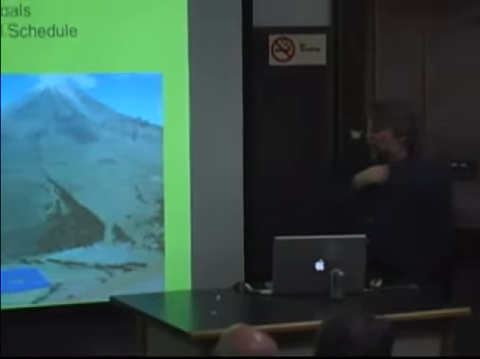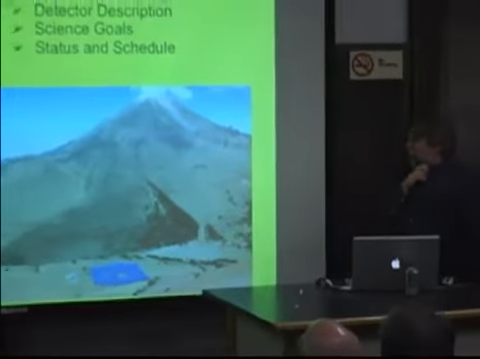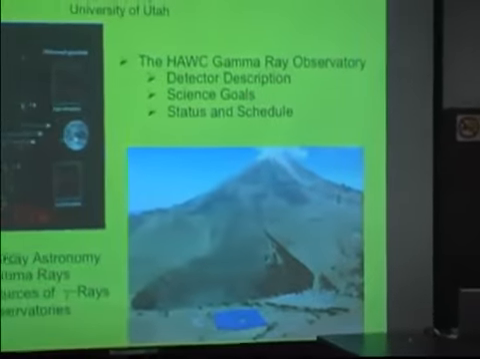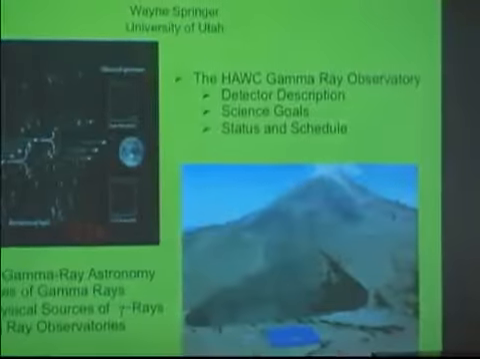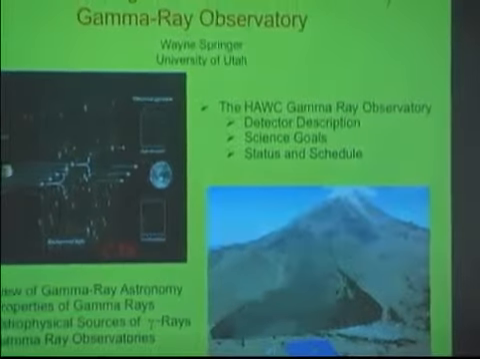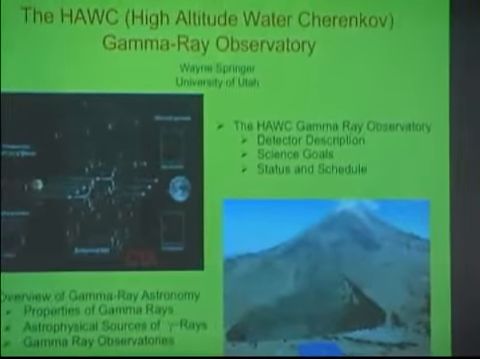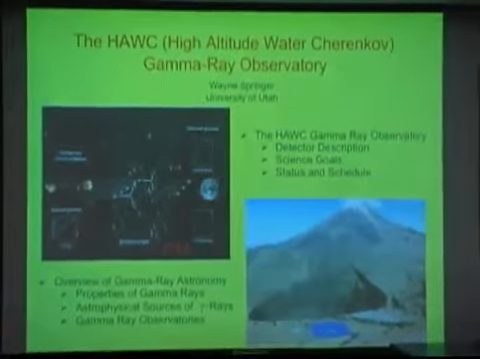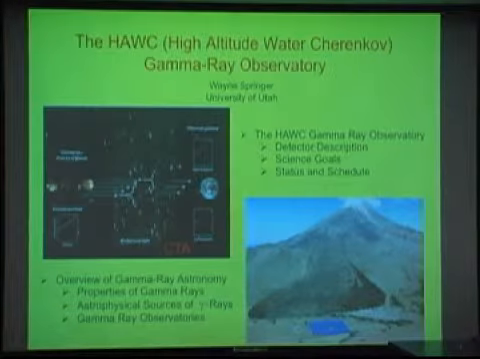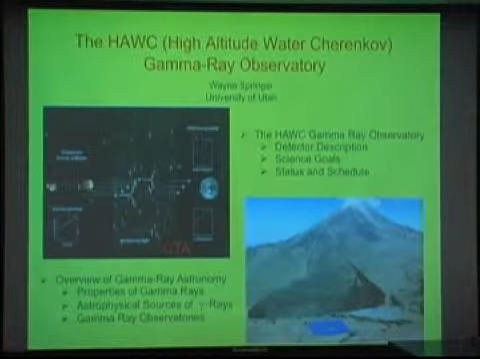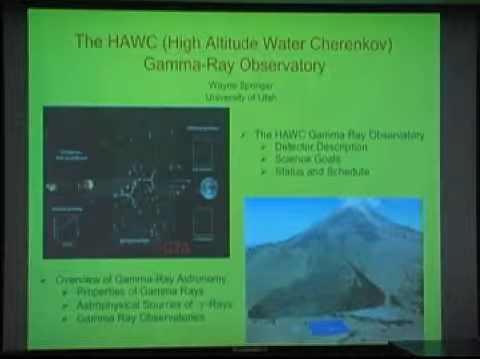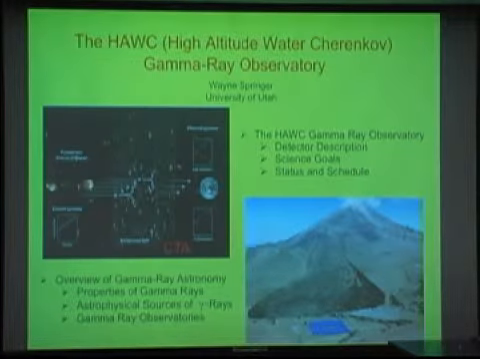Then I'm going to go through an overview of the astrophysical sources of gamma rays, and there are three basic types of gamma ray observatories. I hope to tell you what the differences are. And then I will finally get to a brief description of the TeV HAWC Gamma Ray Observatory that is currently 2.5% complete.